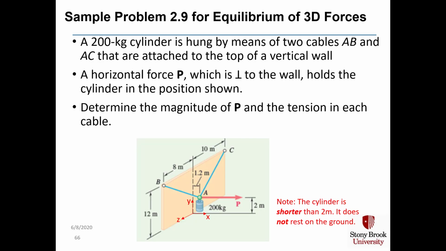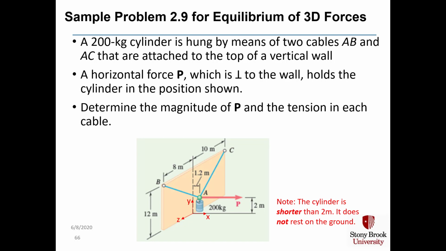To illustrate that, we have sample problem 2.9 for the equilibrium of 3D forces. In the figure at the bottom, a 200 kilogram cylinder is hung by means of 2 cables, AB and AC, that are attached to the top of a vertical wall. A horizontal force P, perpendicular to the wall, holds the cylinder in the position shown, suspended slightly above the ground.